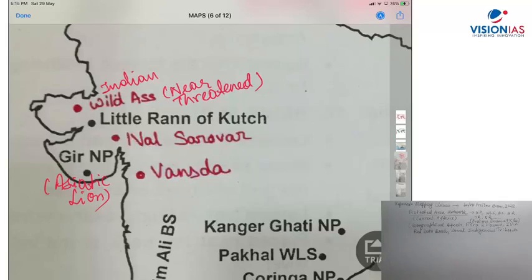Nal Sarovar is a Ramsar site, a wetland of international importance. That is the Ramsar site of Gujarat, near Ahmedabad. Nal Sarovar you find in Ahmedabad. There is a bird sanctuary also there. Vansda is in Surat, again a part of Gujarat.